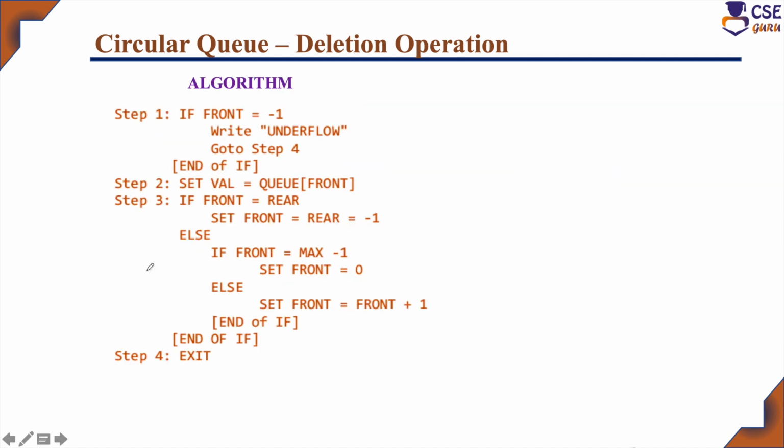Now we will check the algorithm. If front is equal to -1, what is the meaning? The circular queue is empty. So what you have to do is just print the underflow message. If the circular queue is empty, you cannot perform a delete operation, so go to step 4. Suppose this condition is false. Step 2: value equals queue of front. What is the value you want to delete? That will be pointed to by the front pointer, right?